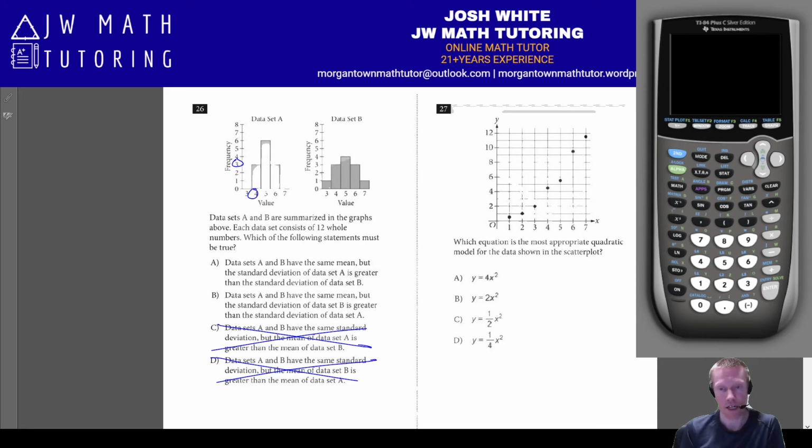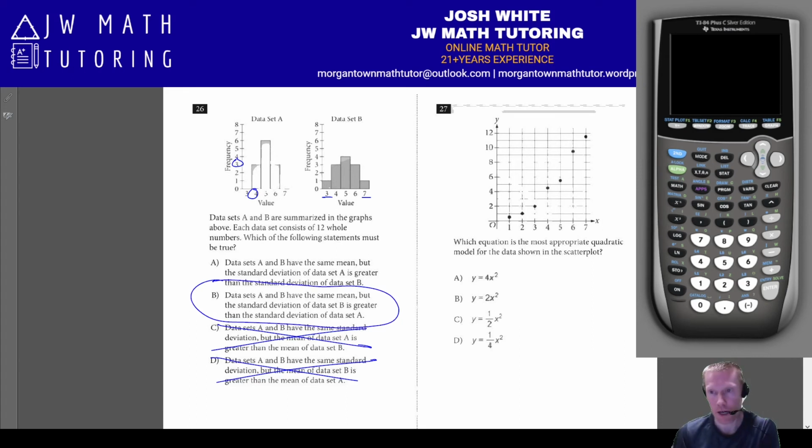So hopefully you recognize it's going to be higher in B, because here you have values that are 2 units away from the mean at 3 and 7, whereas in the first one you don't. You only have 1 unit above and below. So dataset B has a higher, greater standard deviation, therefore the correct answer is going to be letter B.